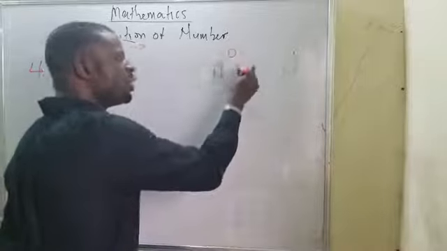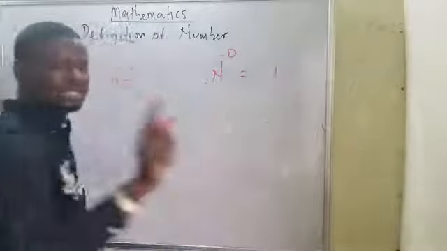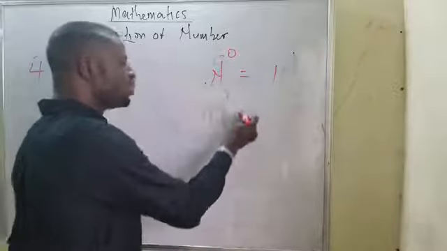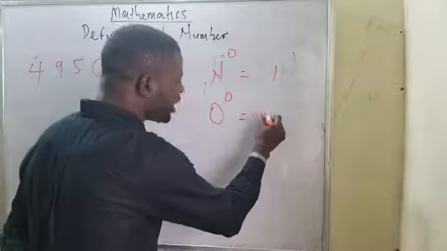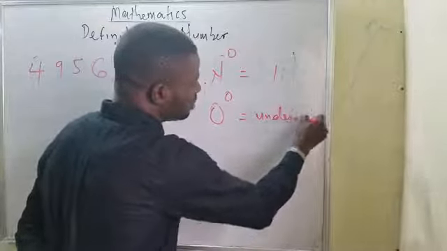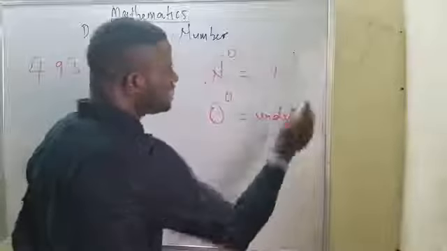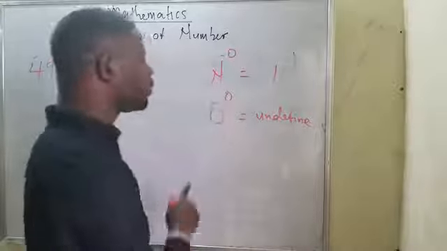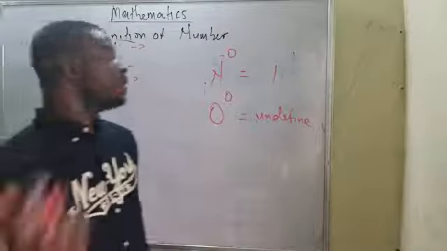At this point, note that any number raised to power 0 is equal to 1. Take note of that information. Also, 0 raised to power 0 we call undefined. Please take note of this. 0 raised to a power becomes 0, but any number raised to power 0 is 1.